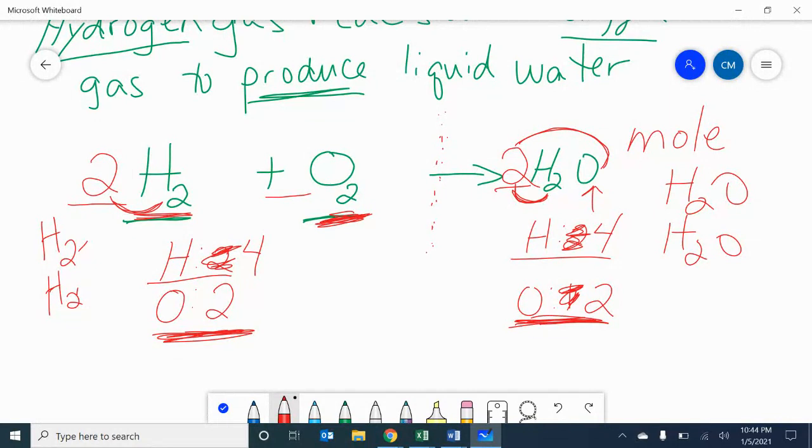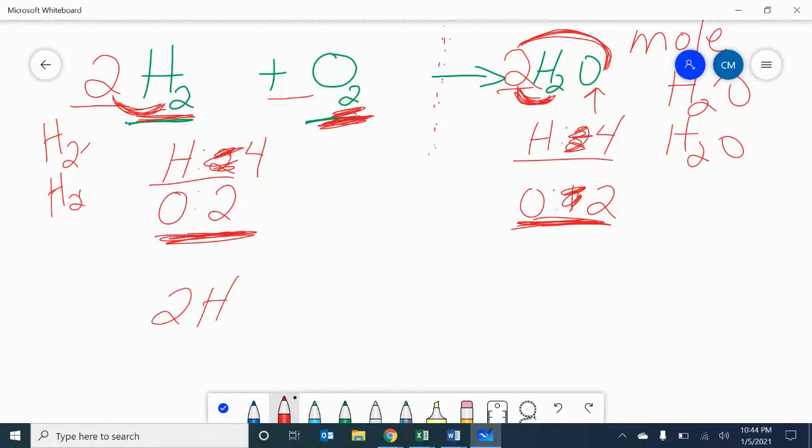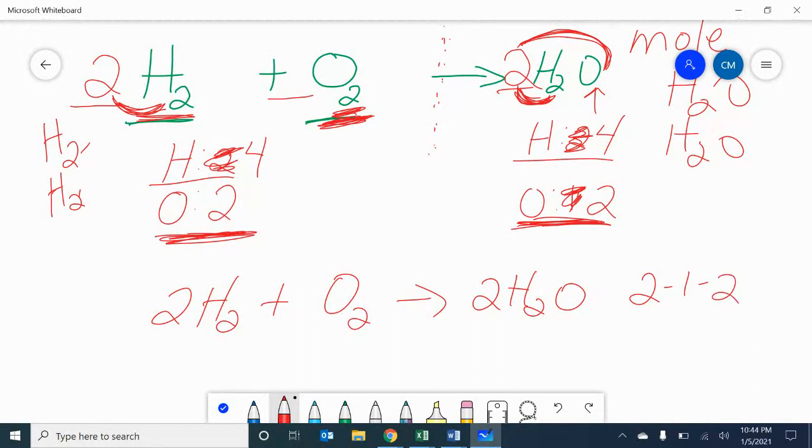So now we're balanced. You don't have to write a 1 here unless it just makes you feel good about it. So now, when you think you're done, just double check real quick. I know we've already done it, but 2 times 2 is 4 H's. 2 times 2 is 4 H's. They're balanced. 2 O's. 2 times 1 is 2 O's. All right, so now we're balanced. Okay. If I had something that looked a little less sloppy, it'd be 2H2 plus O2 produces 2H2O. All right. So we could say this is a 2, 1, 2 balanced equation.